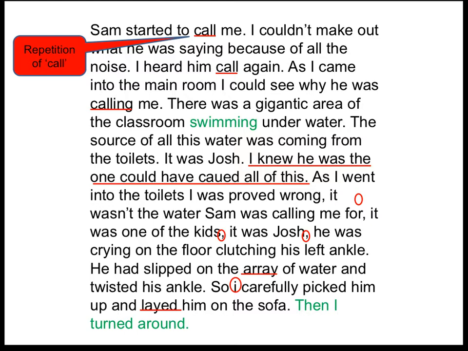So immediately we have the repetition of the word call. And by using the same word repeatedly, what you're not doing is showing that you can use varied vocabulary.